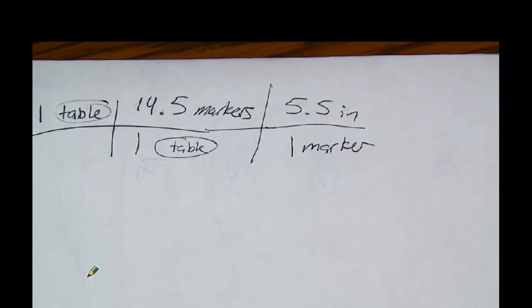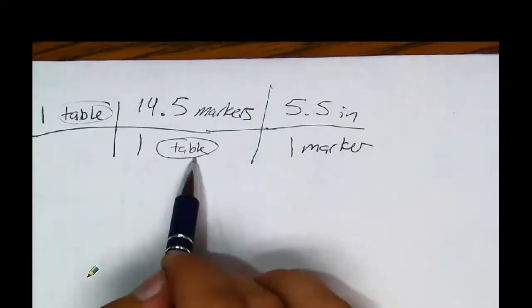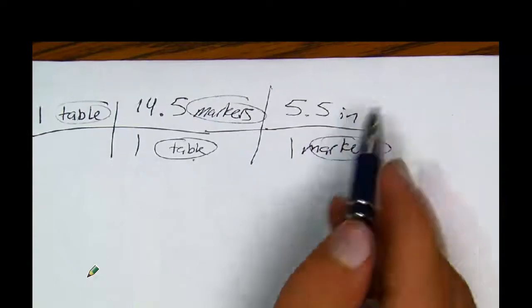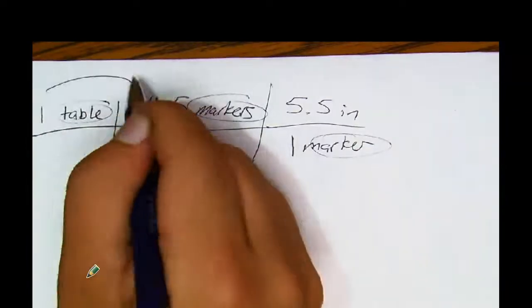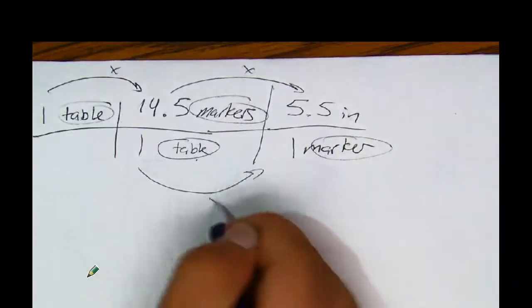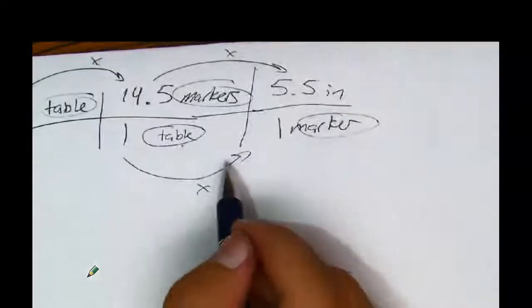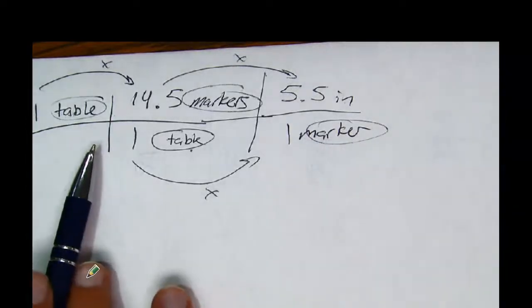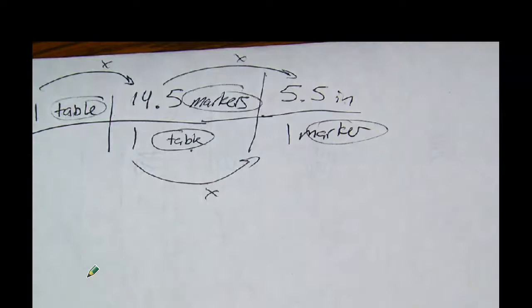Now, from here you do dimensional analysis. Table canceled table, markers canceled markers. I'm left with inches. Once again, I multiply everything on the top. So I get 14.5 times 5.5. It's going to be, I don't know. Let me plug it in my calculator here.